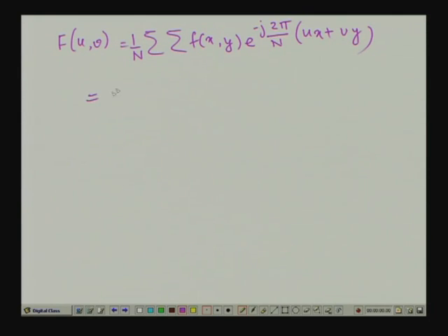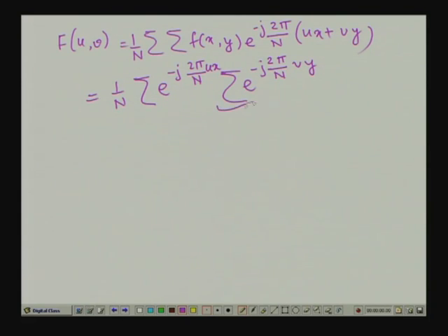Now, for simplicity, let me break it into 2 summations. So, I will write it as 1 upon capital N into e to the power minus j 2 pi by capital N summation f x y. Now, f x y is equal to 1. So, I can simply forget this term f x y. So, this will be simply e to the power minus j 2 pi by n u x, e to the power minus j 2 pi by n v y.